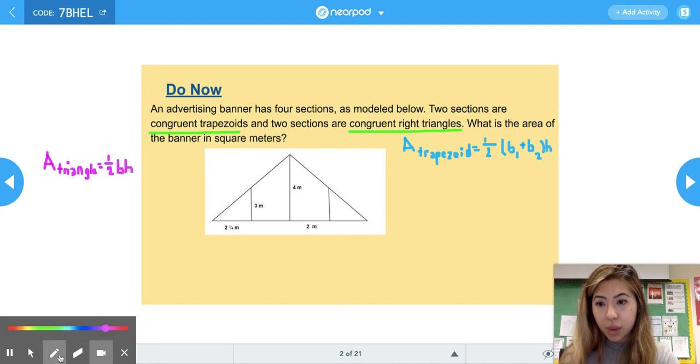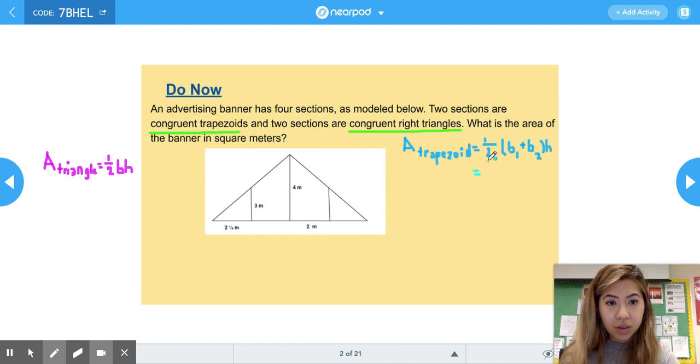So starting with the trapezoid, we have half. One of the bases is 4 meters, the other base is 3. So we have to add them together, 3 plus 4. Then the height of the trapezoid, since they're congruent, if this is 2 meters, I know that this right here is 2 meters. So then I'm multiplying by 2.